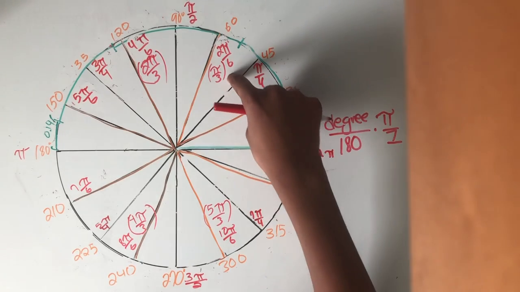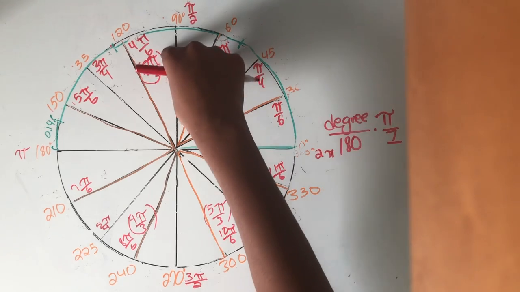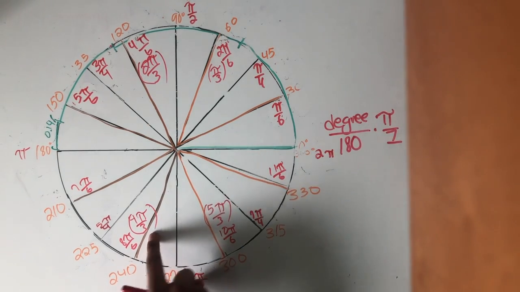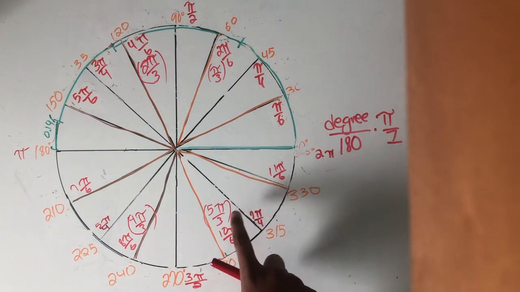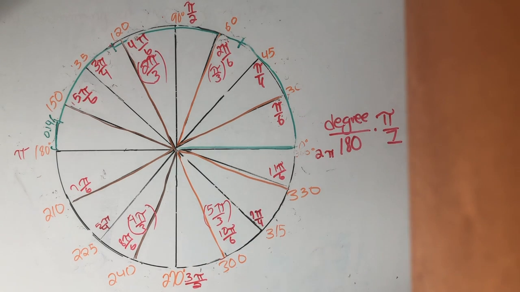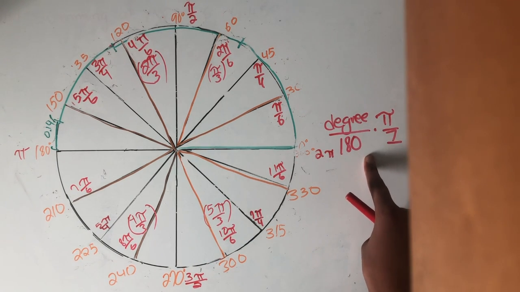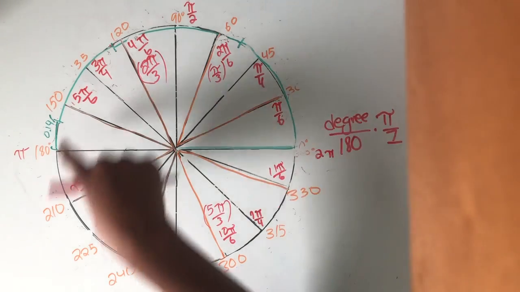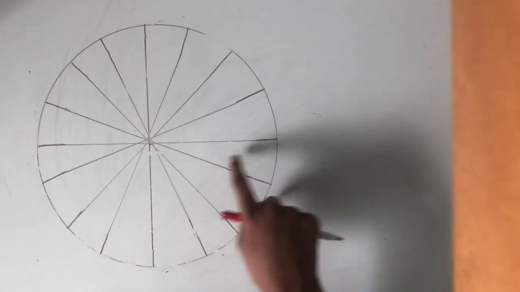This can be converted to pi over 3, this can be converted to 2 pi over 3, this can be converted to 4 pi over 3, and this can be converted to 5 pi over 3. And also one more thing, you can use this formula, degree divided by 180 times pi over 1, to find any of these values.